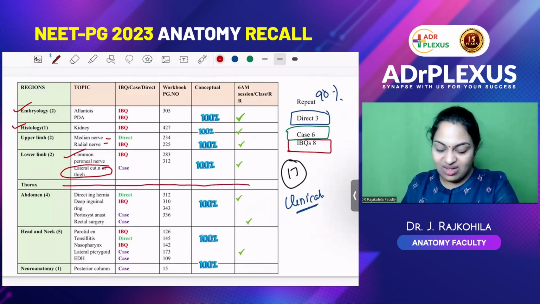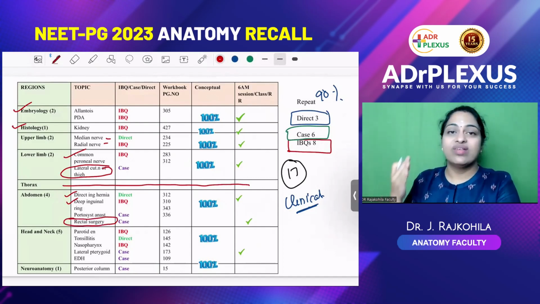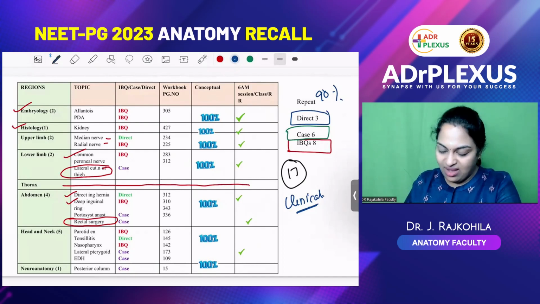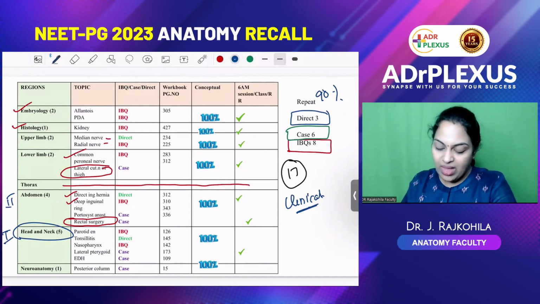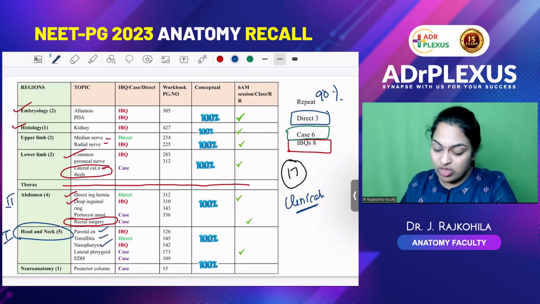And abdomen questions were literally easy, except for that one on the rectal surgery. But if you had known what erection is due to and what ejaculation is due to, you would have got it right, isn't it? And head and neck, of course, had 5 questions. And abdomen, the next important, had 4 questions. The topic is vast and important. So everything was clinical: parotid enlargement, tonsillitis, the image-based question on nasopharynx, the clinical scenario on lateral pterygoid, extradural hemorrhage. All of them very important, repeatedly asked.